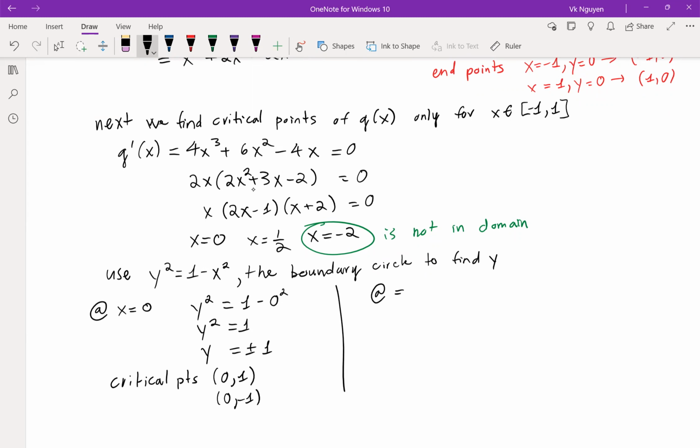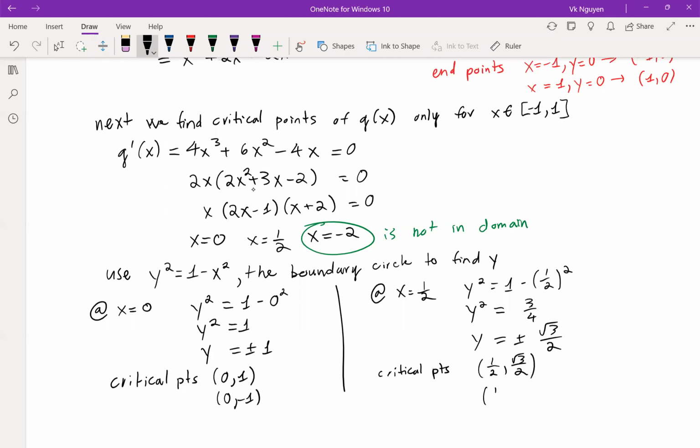At x equal to 1 over 2, y squared is 1 minus 1 over 2 squared. So y squared is 3 over 4, meaning that y is going to be plus or minus root 3 over 2. So we have two more critical points: (1 over 2, root 3 over 2) and (1 over 2, negative root 3 over 2).